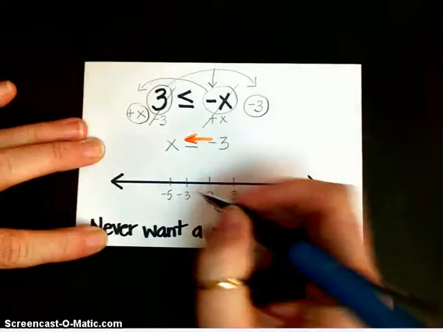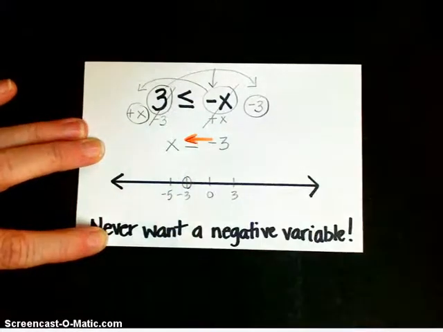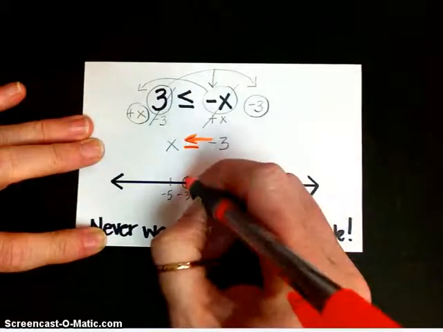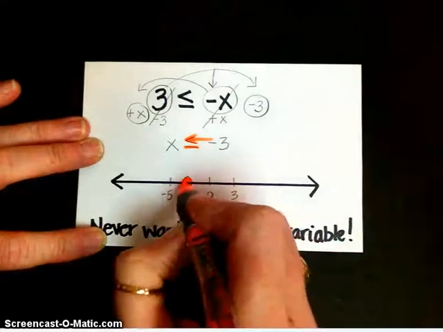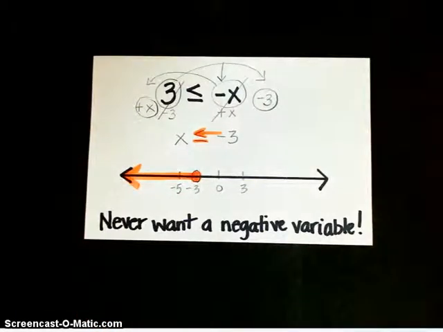Well, the number in play is -3. So here is my donut hole. And because we have an equal component to our symbol, that donut hole is going to be filled in. That means -3 can be a part of the solution set. X has to be less than or equal to -3. So every single number that is less than or equal to -3 is part of the solution to that inequality.